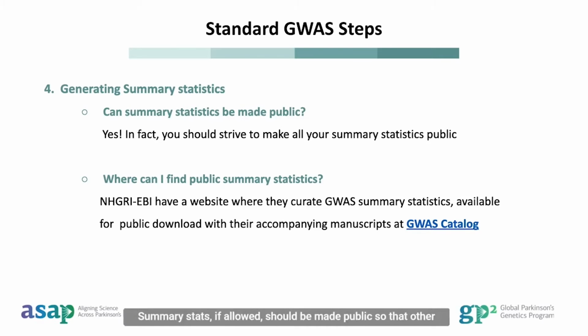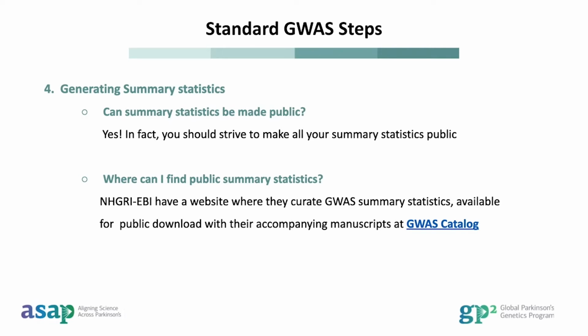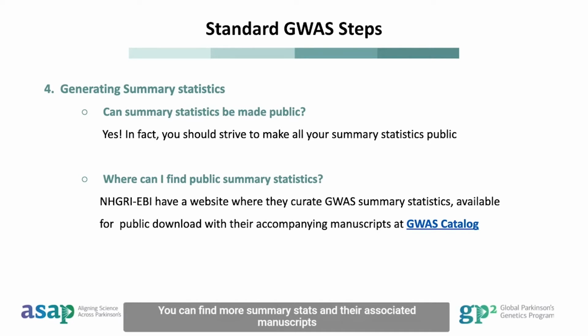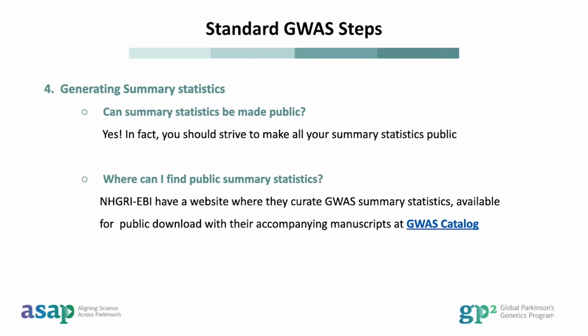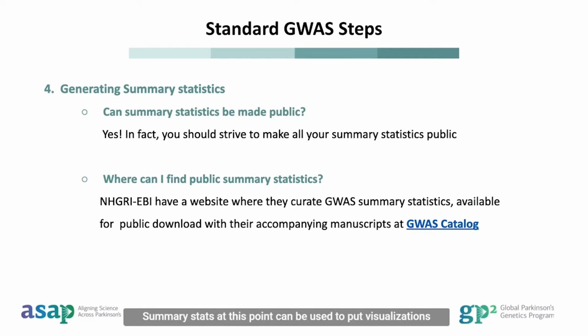Summary stats, if allowed, should be made public so that other scientists can use that information to inform their own analyses. You can find more summary stats and their associated manuscripts off of the GWAS catalog, sponsored jointly by NHGRI and EBI. Summary stats at this point can be used to put visualizations together or modified slightly to be shared or used with the popular online tool FUMA GWAS, which we will go through towards the end of this module.